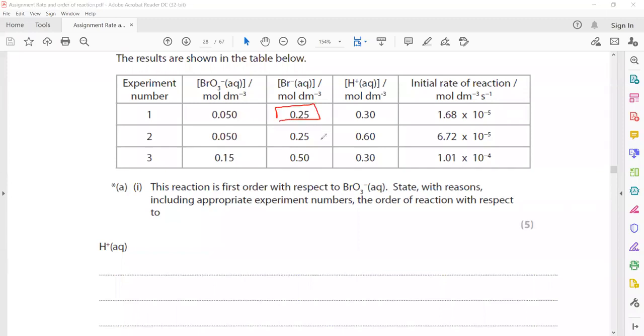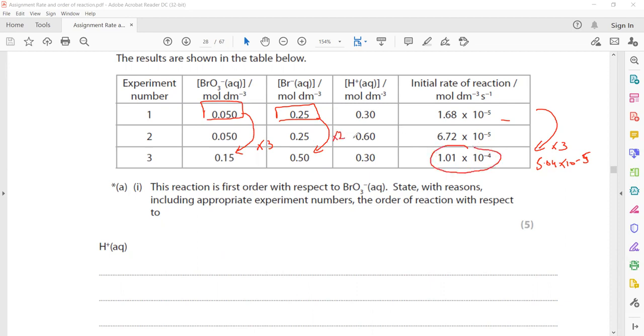Now you compare experiment 1 with experiment 3. But what happened? This BrO3 is also triple. So if this is triple, first the rate should be 3 times because of change in concentration of BrO3. So if rate is 3 times, 1.68 exponent minus 5 multiplied by 3, that is 5.04 into 10 to the power minus 5. So because of the change in BrO3, the rate should be 5.04 into 10 to the power minus 5. But what happened? The overall rate is 1.0 into 10 to the power minus 4.